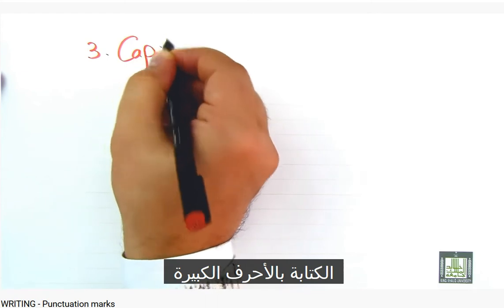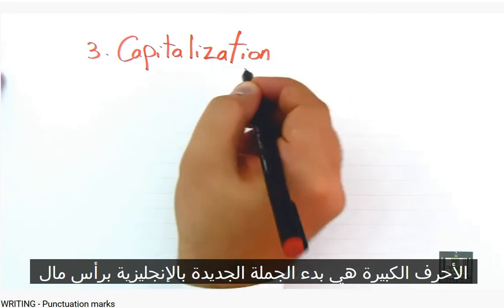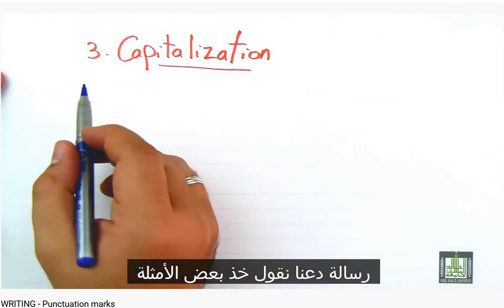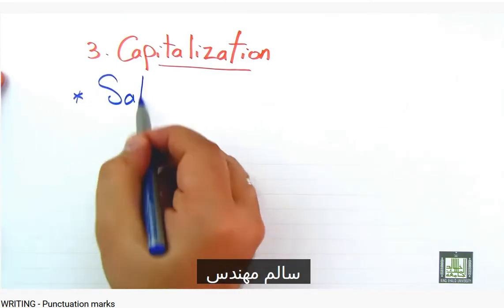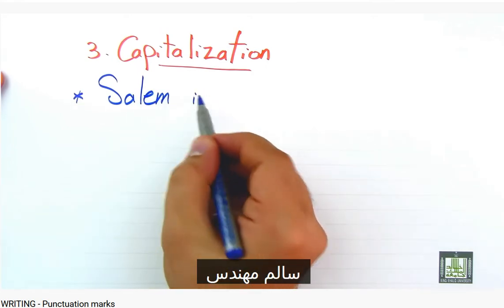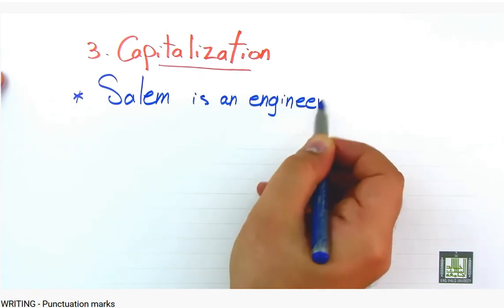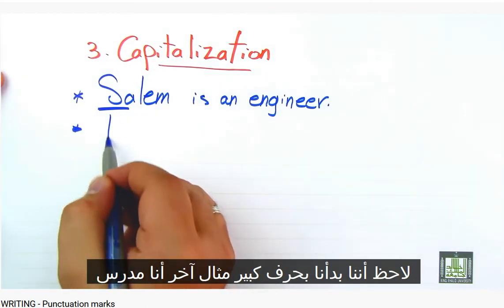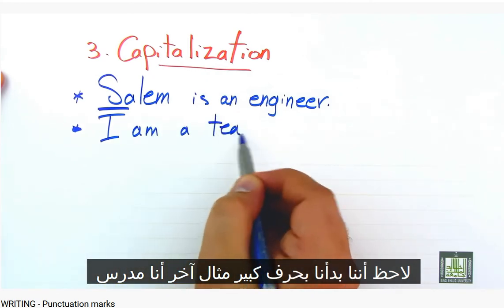The last thing about punctuation marks is capitalization. Capitalization is to start the new sentence in English with a capital letter. Let's take some examples. Salim is an engineer. Notice that we started with a capital letter. Another example. I am a teacher.